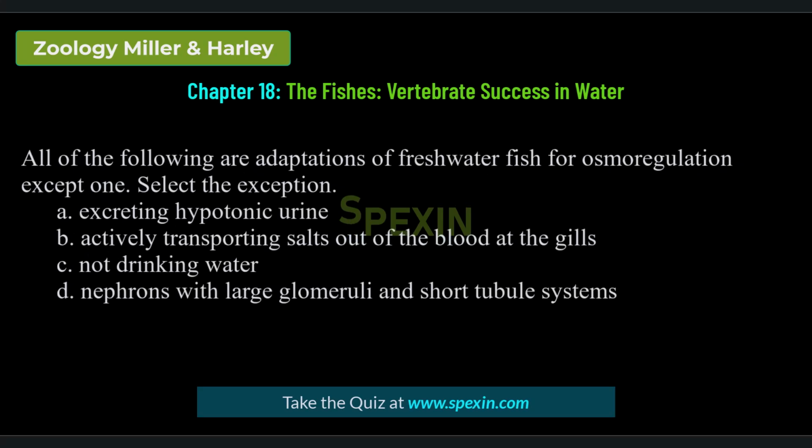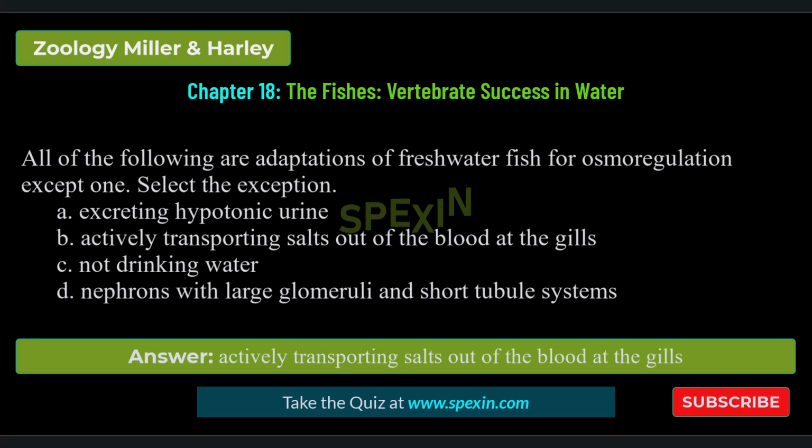All of the following are adaptations of freshwater fish for osmoregulation except one. Select the exception. Excreting hypotonic urine. Actively transporting salts out of the blood at the gills. Not drinking water. Nephrons with large glomeruli and short tubule systems. Correct answer: actively transporting salts out of the blood at the gills.